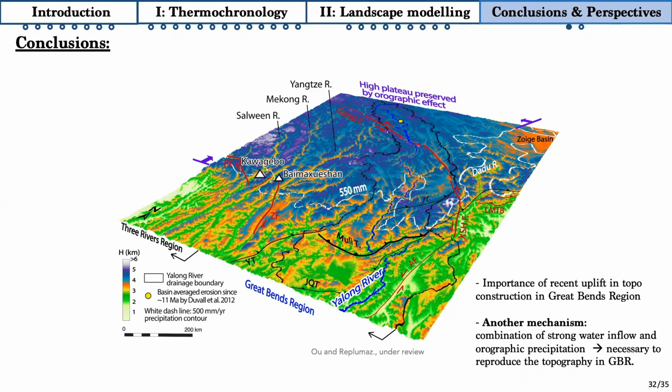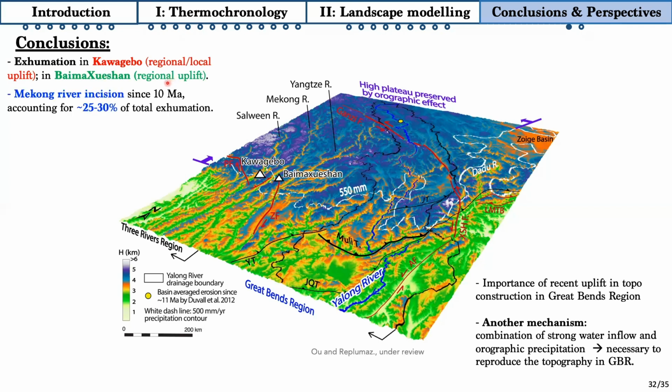So if we move to the other side, to the west, in the Three Rivers region, at a local scale, our study of the thermochronological data shows different exhumation histories: the Kawagebo and Baimaxueshan Massifs were dominated by different uplift scenarios, but they all have a very similar Mekong River incision since 10 million years, accounting for 20 to 30% of the total exhumation.